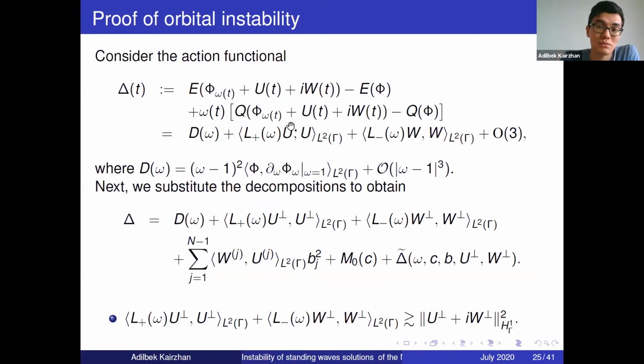So later we substitute the decomposition of u and w, which we obtained previously, in terms of u_j omega, w_j omega. We substitute it here, and we end up with a decomposition of this type. And the good thing with this is that L plus omega and L minus omega are coercive for u perpendicular and w perpendicular in this case, because they are orthogonal to the kernel of L plus, for example. And so it actually bounds the minimum value of this quadratic form below by a positive constant times the H1 norm of these terms. And so it means that this action functional is bounded from below by a constant multiple of omega minus 1 squared plus a constant multiple of this H1 norm squared plus some extra terms over here.